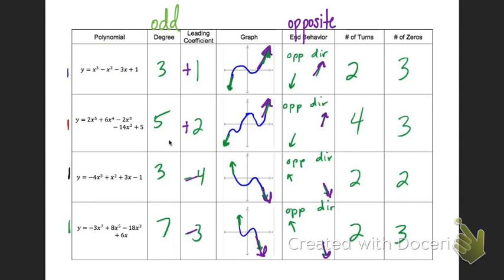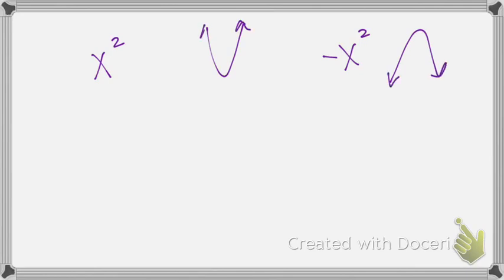Now, how can I remember this? How am I going to remember that even go in the same direction and odd go in different directions? What are some parent functions that we already know that follow this? X squared and X cubed. So an X squared looks like this, right? What does a negative X squared look like? Down. What are parent functions with odd degrees? The X cubed looks like this. That's an awful picture. What does a negative X cubed look like? Draw that.